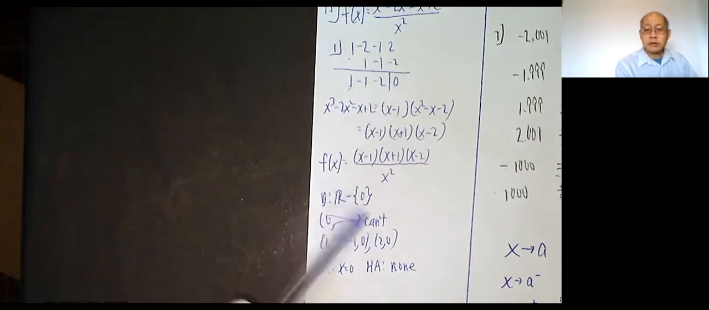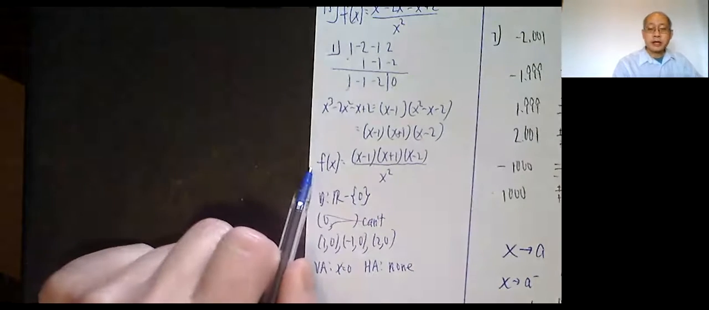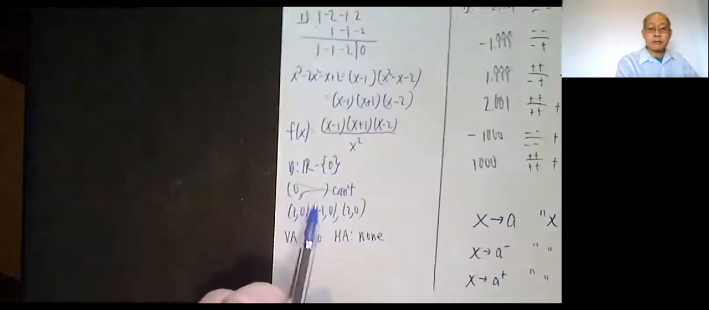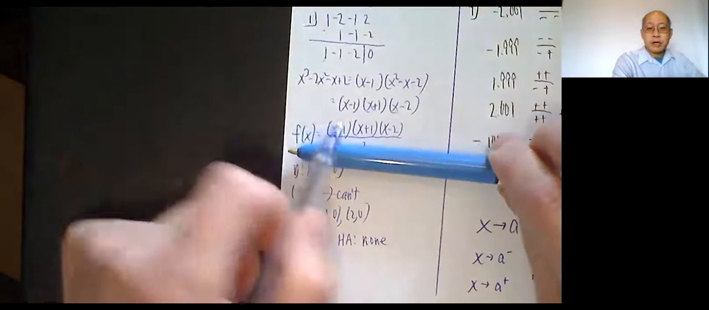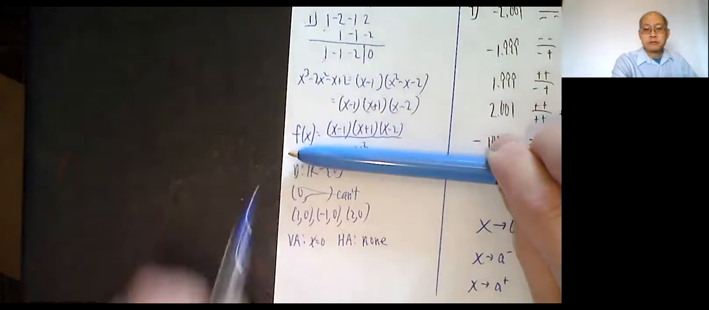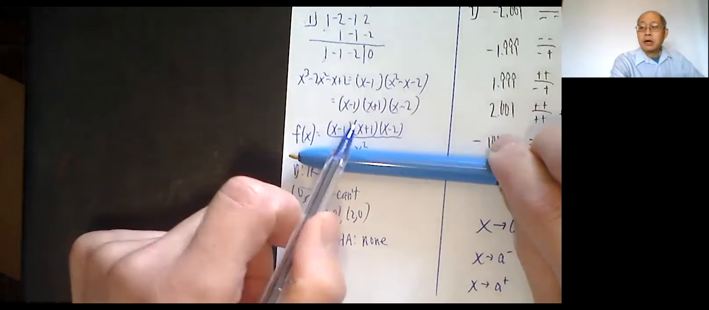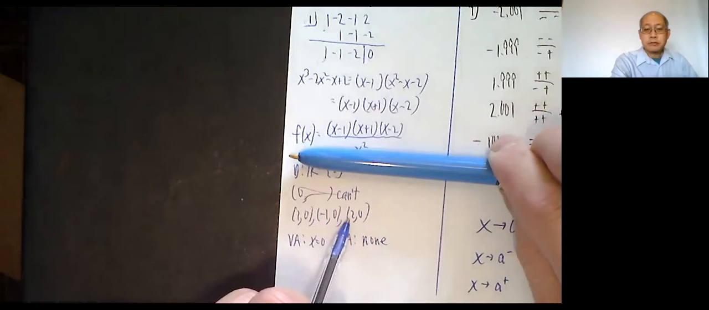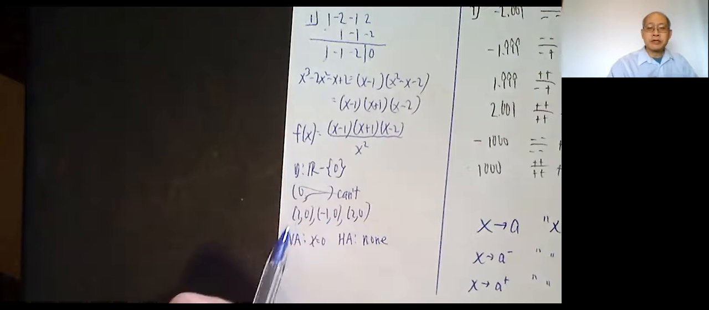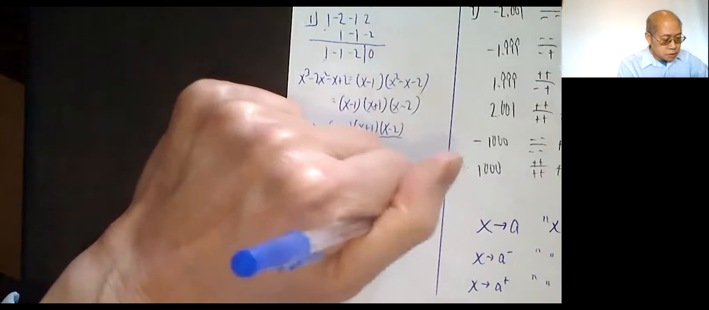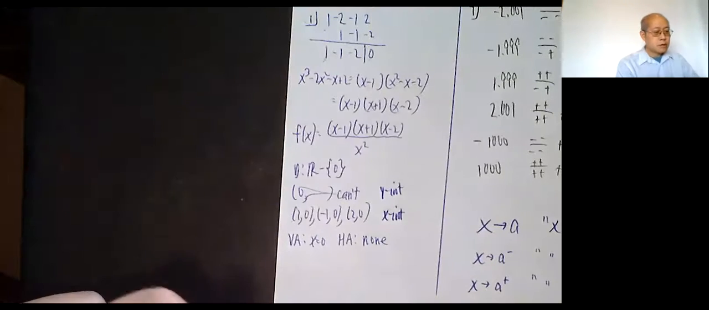Y equals 0, got 3 of them. So remember, pretend this is y. Again, you have a fraction equaling 0. If a fraction equals 0, the numerator, the top, is 0. So just ignore the bottom. What makes this 0? 1. What makes this 0? Negative 1. What makes this 0? 2. Okay, so your x-intercepts are (1, 0), (negative 1, 0), and (2, 0).